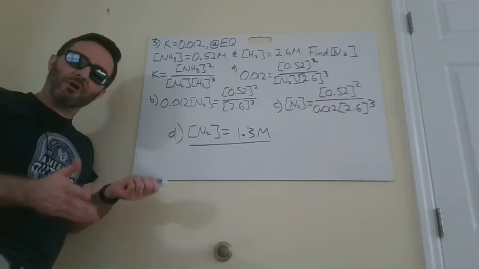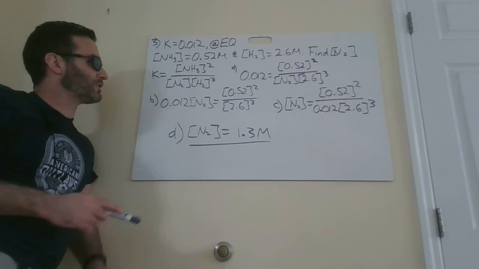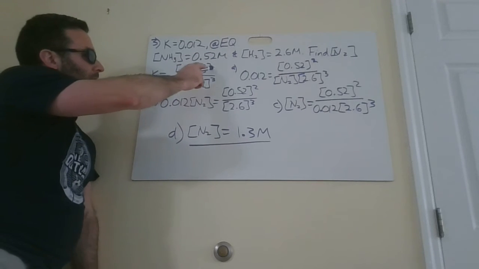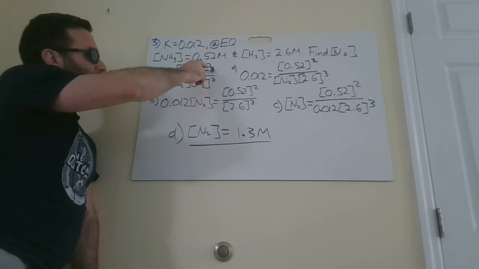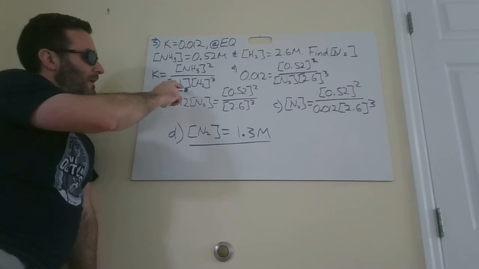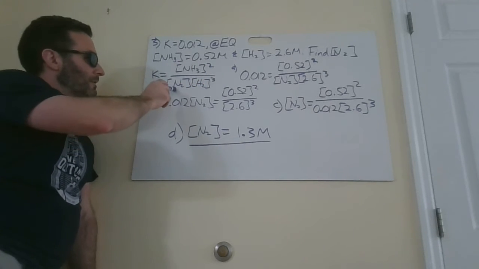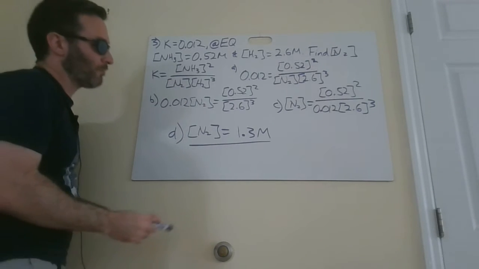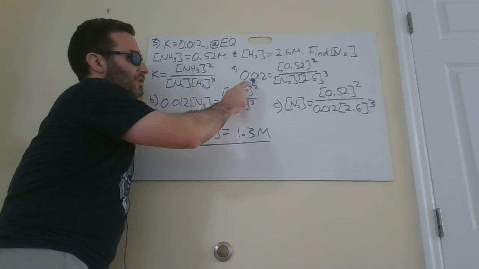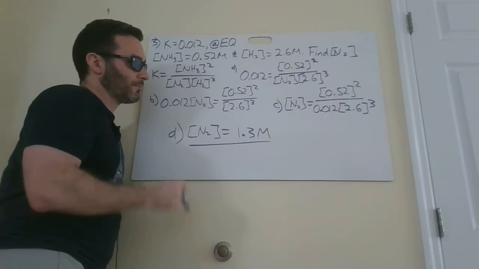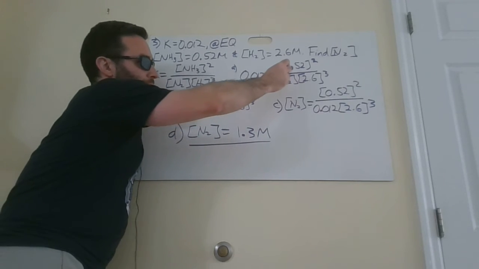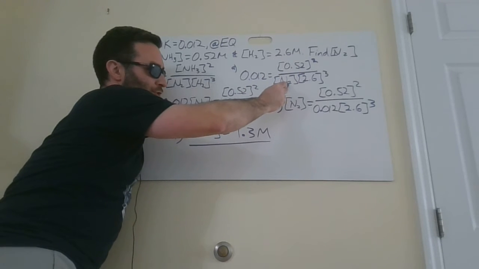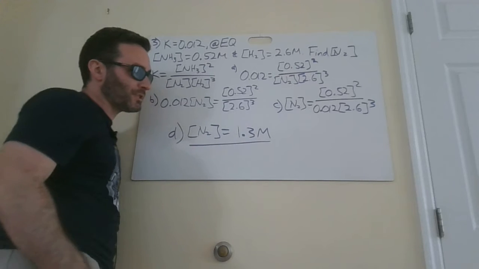So always start by writing your equilibrium expression, products over reactants. Ammonia squared over the product of nitrogen times hydrogen gas cubed. So let's plug in what we got. 0.012 equals 0.52 squared over nitrogen gas times 2.6 cubed.